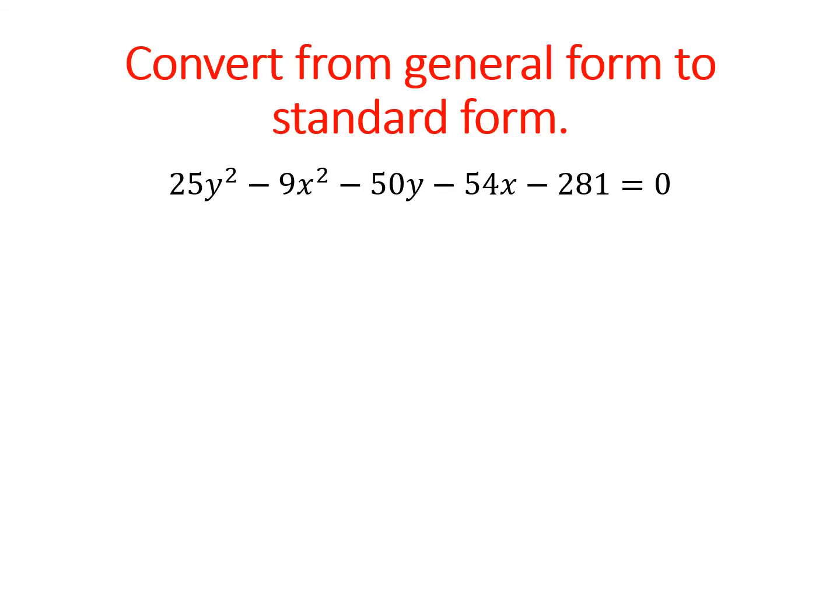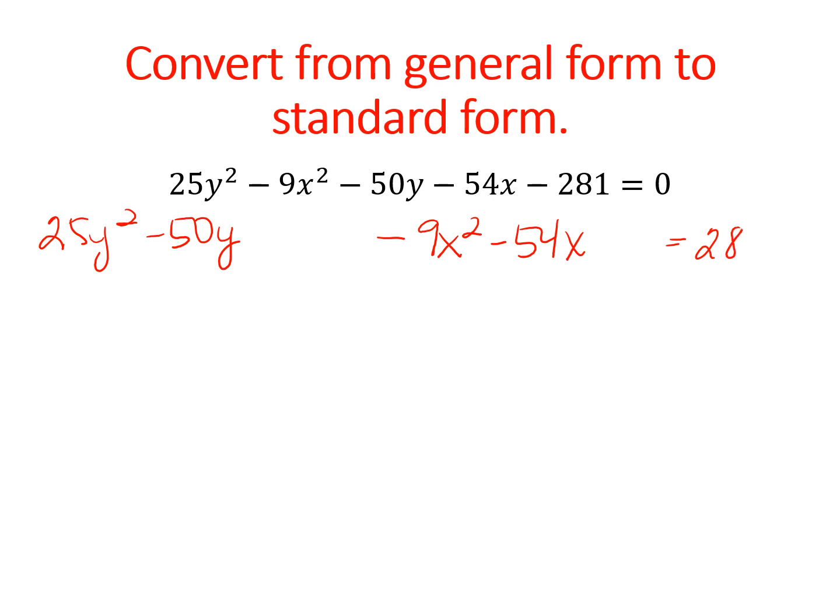And so one last practice of completing the square. Again, the first thing we want to do is group your x terms together and your y terms together. Notice in this problem, the y squared is positive and the x squared is negative. So I'm going to start with the 25y squared minus 50y, skip some space, minus 9x squared minus 54x, skip some space, equals, and if I bring the 281 over, it will become a positive 281.